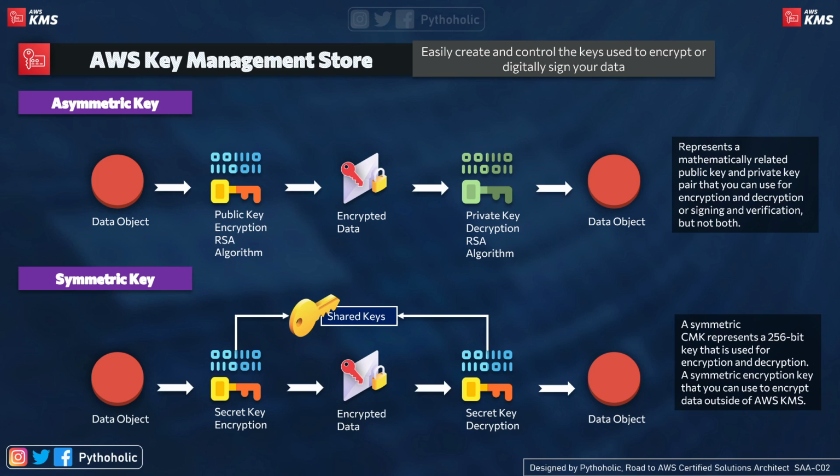At the other end we have the symmetric keys. Here the symmetric key represents the 256-bit key that is used for encryption and decryption. So if you see here, we have the data and we encrypt it using a secret encryption key and we decrypt it using the same shared key. That is why there is a symmetry here. But having said all this, you may not use CMK to encrypt data. You might use something else to encrypt your data. Confusing, isn't it? Don't get confused here.